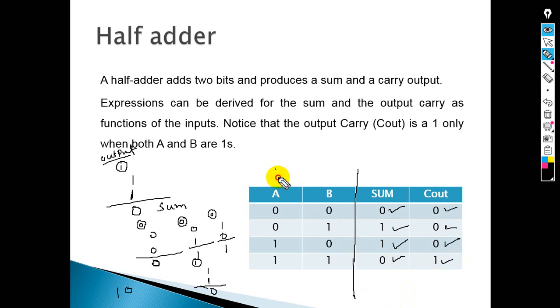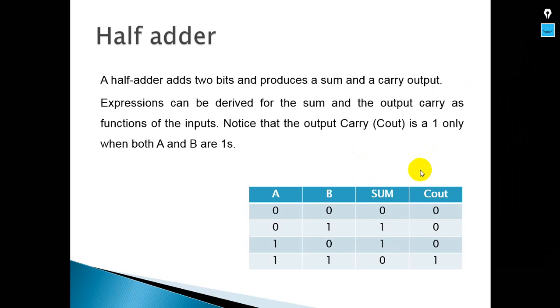So now these are the inputs of the half adder and these are the outputs of the half adder. So now when you have this truth table, you can draw the logic circuit of the half adder. So what will be the logic circuit of the half adder? What are the logic gates that make the half adder?